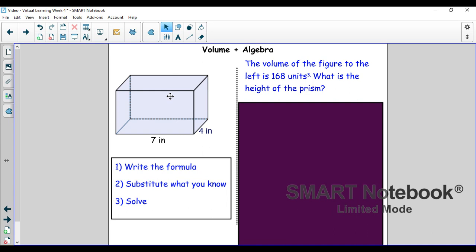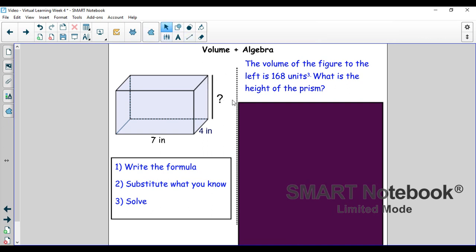Again, we're just using volume in algebra and determining what information is given and how can I use that information to solve for what is missing. The volume of the figure to the left is 168 cubic units. So again, we know that the inside filled up would be 168 cubic units. What is the height of the prism? Well, right here, they have not told me what the height is. Right here, this line, we don't know what the value of the height is.